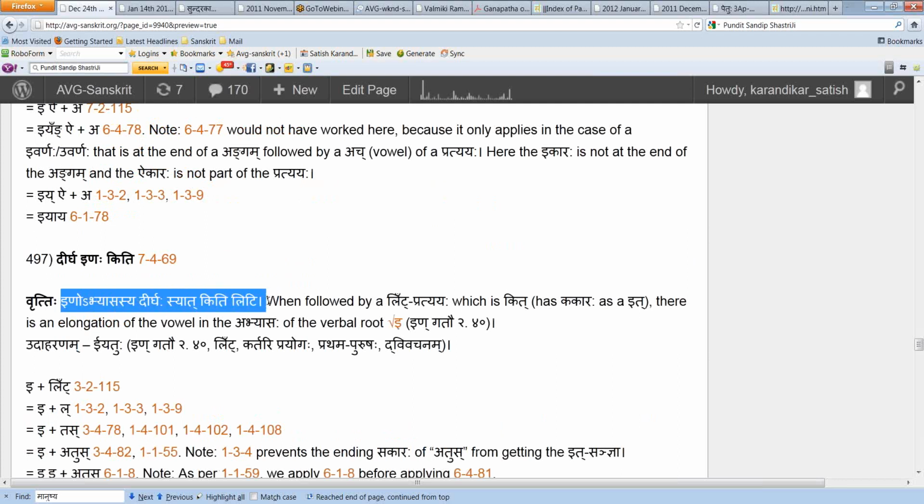So that's ino abhyasasya dirghasyat kitiliti. Straightforward vritti. You can increase your confidence: if you look at the vritti like this, you can understand it thoroughly yourself. There's really nothing to it. Ino abhyasasya dirghasyat kitiliti. As simple as that.